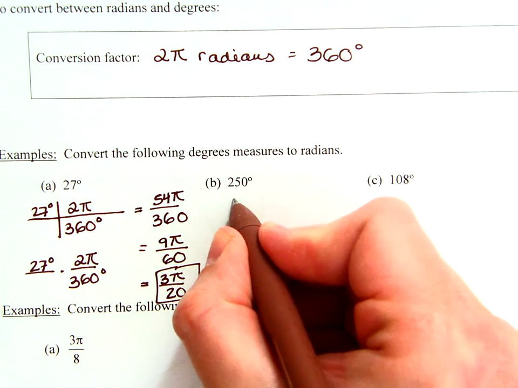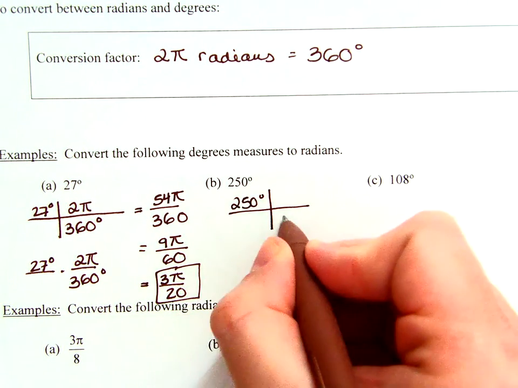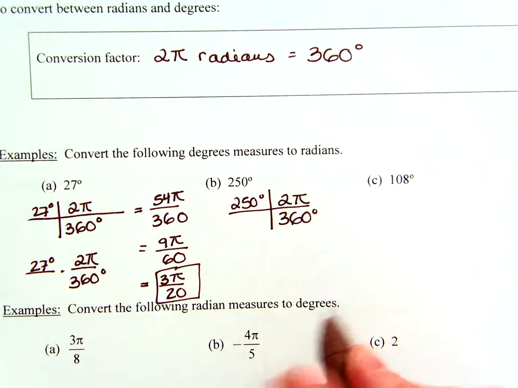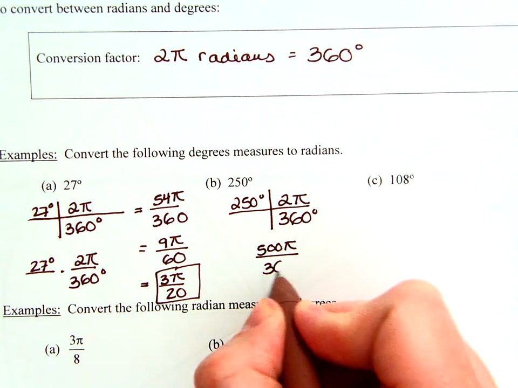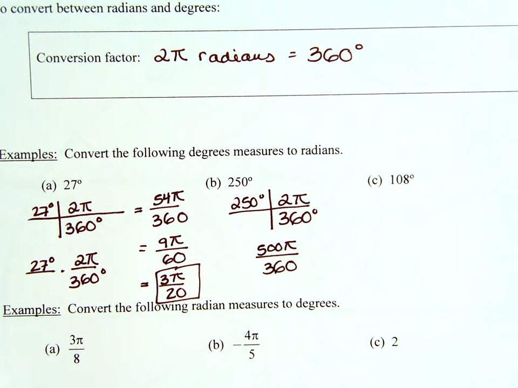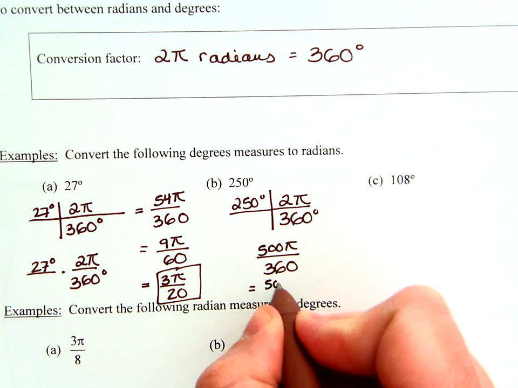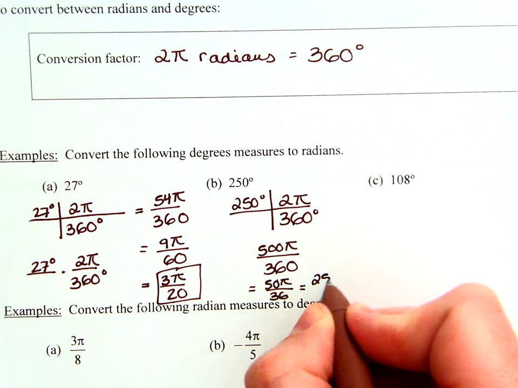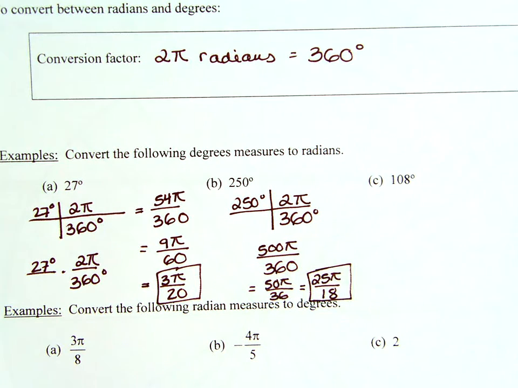250 degrees. Well, I'm going to set up my conversions. 250 degrees. I'm going to put 360 on the bottom and 2 pi on the top. 250 times 2 pi, that's 500 pi over 360. Let's see, 500 over 3. Actually, I know I can divide them both by 10, so I might as well take care of that right away. 50 pi over 36. I can divide by 2, so 25 pi over 18. And I think that might be it. 25 pi over 18.